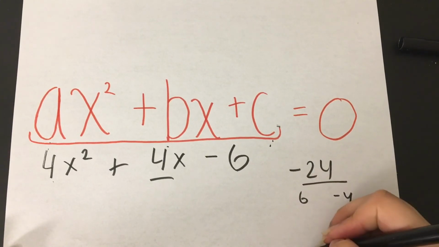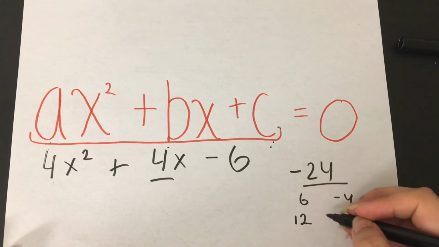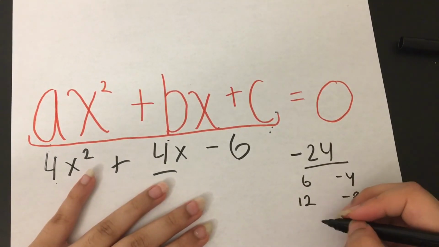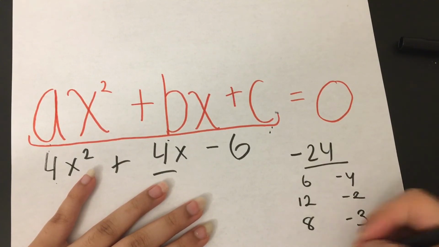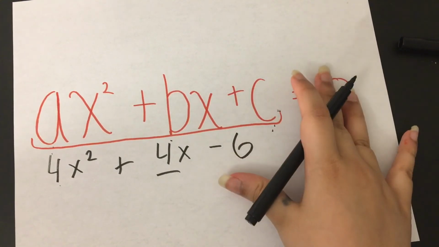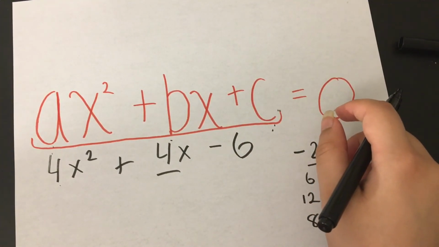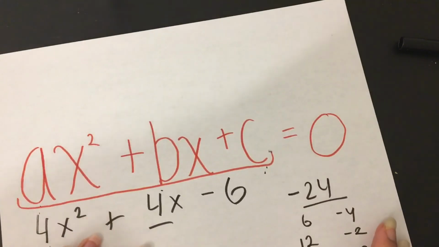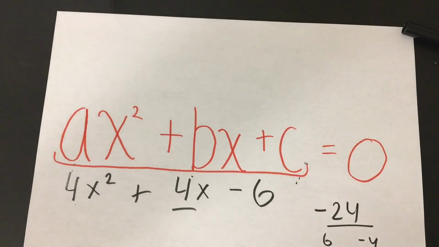6, negative 4, 12, negative 2, 8, negative 3, and vice versa. I can't really think of any other else. Notice how it does not add up to 4x. Well, that means it's not factorable. Okay? Alright. But we'll take a few examples out. Stuff that really is factorable. Let's factor this question right here.